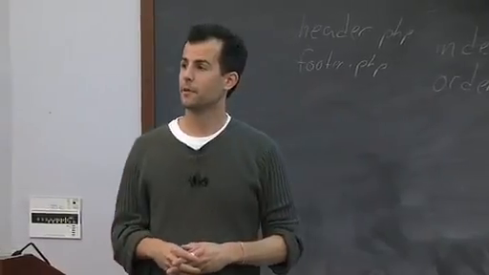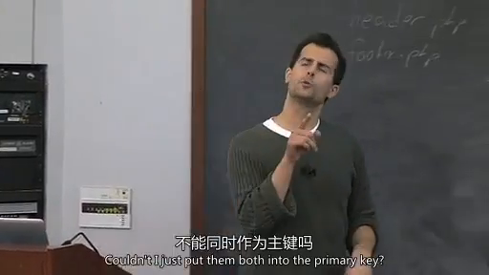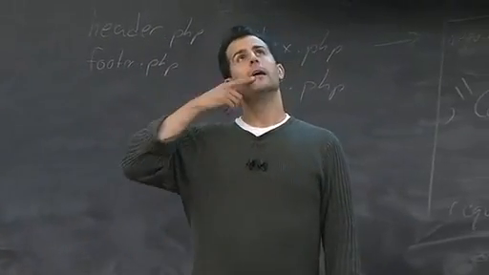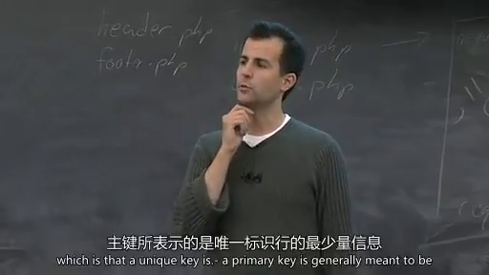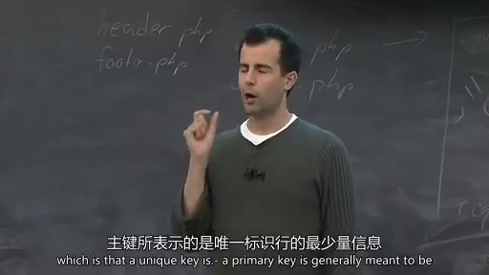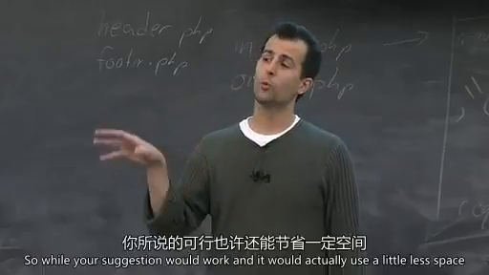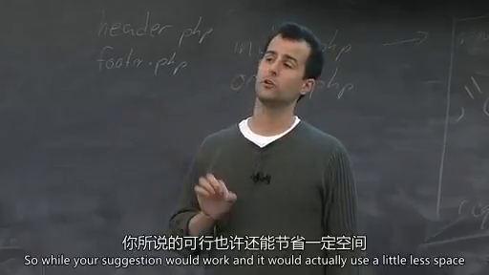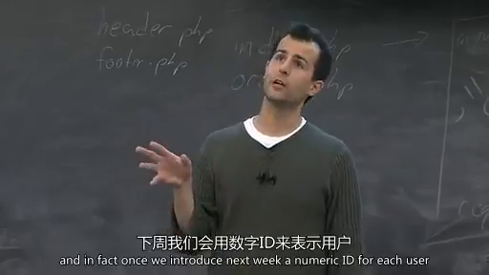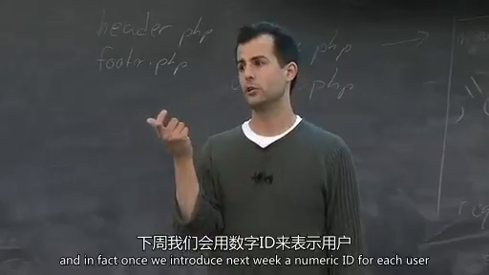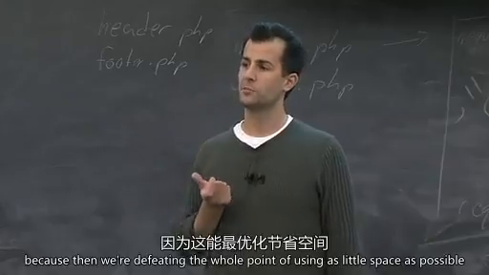I mean, at least in this situation, couldn't you have put both of them into the primary key? So, good question. Couldn't I just put them both into the primary key? Yes, you could, but I would say that would violate a conceptual constraint, which is that a primary key is generally meant to be the least amount of information necessary to uniquely identify rows. So while your suggestion would work and it would actually use a little less space, it would kind of violate the spirit of a primary key and probably shouldn't be used. And in fact, once we introduce next week a numeric ID for each user, we probably really wouldn't want to get to that, because then we're defeating the whole point of using as little space as possible.